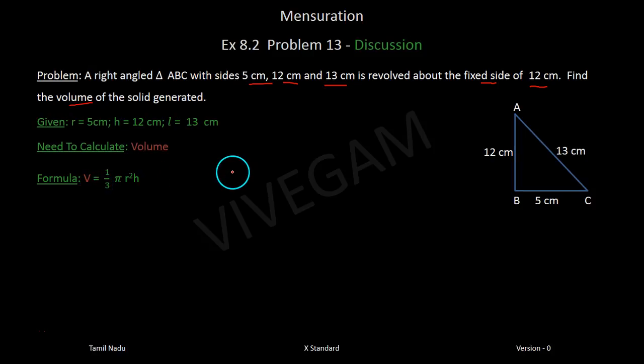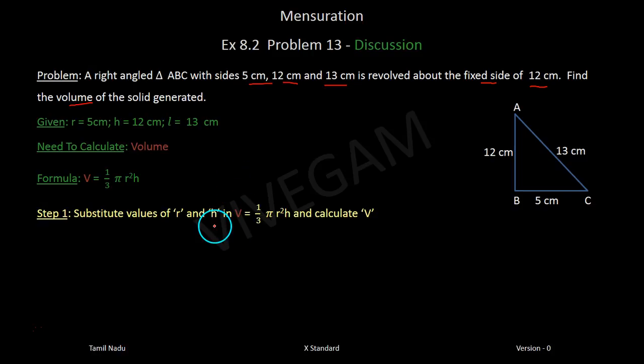Okay, in this problem, the only tricky part is to assign these numbers correctly. Once the numbers are assigned, radius to this, height to this, and the slant height to this, then it is a very straightforward substitution problem. So let me summarize the steps. Substitute values of r and h in V equals 1/3 pi r squared h and calculate the value of volume. Now try this problem on your own and come back and check your working with our solution.